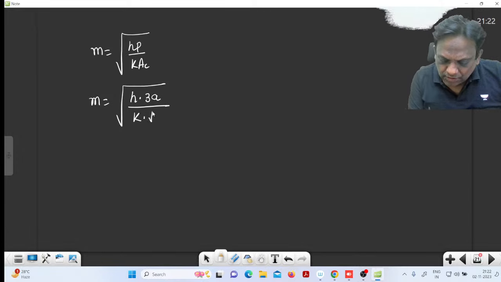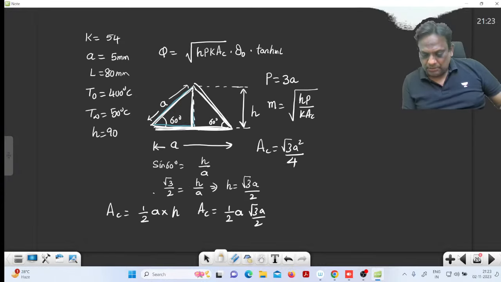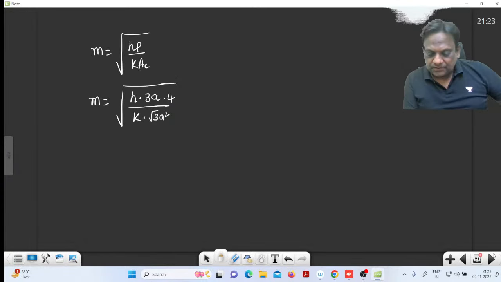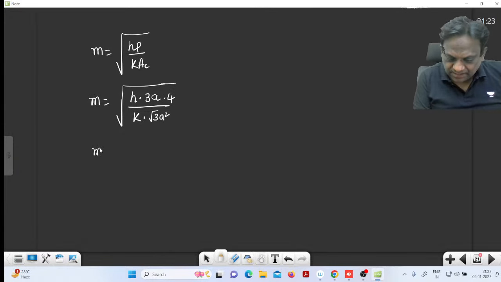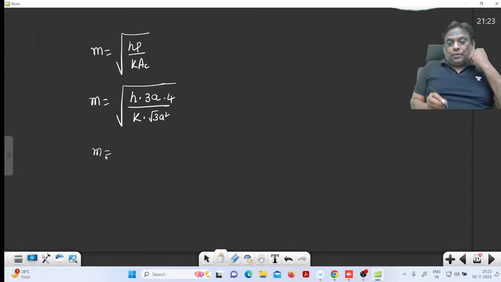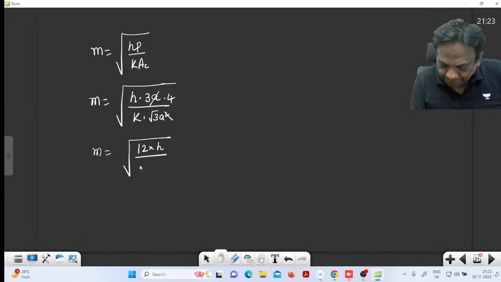It is root 3, root में root है देखो, A square by 4. क्या ये बात सही है sirs? Root 3 A square by 4. So root of h, perimeter is 3 by k, area is root 3 by 4. तो m is equal to, ध्यान से सुनो सर, सुनो carefully. I think we can cancel out this a with this a. So therefore it is 4 into 3 is 12 into h by root 3 k into a.